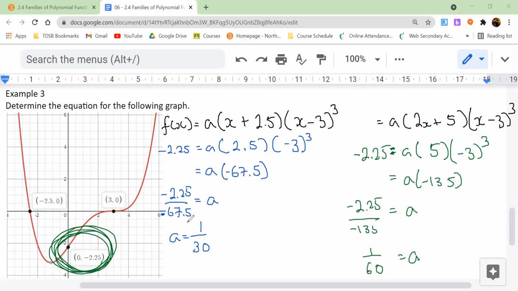So if you typed in 1 over 30 with an x plus 2.5 in Desmos, or you wrote 1 over 60, 2x plus 5 cubed, you get the same curve. Exact same curve. Okay. Which brings me to the final example. What do you do when the question gives you roots? Nothing different. I will try to sort of dismantle it for you, and then I want you to try example 2 on your own.